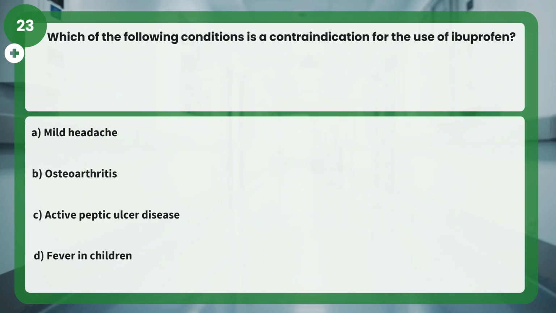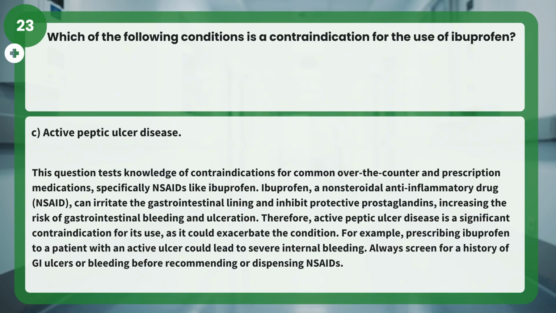Question 23. Which of the following conditions is a contraindication for the use of ibuprofen? A. Mild headache. B. Osteoarthritis. C. Active peptic ulcer disease. D. Fever in children. Answer: C. Active peptic ulcer disease.